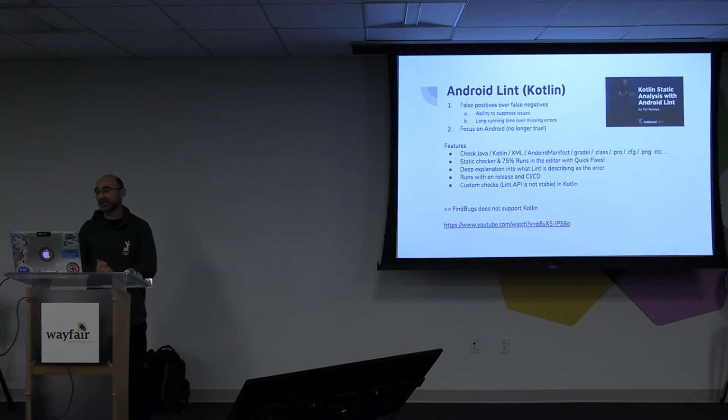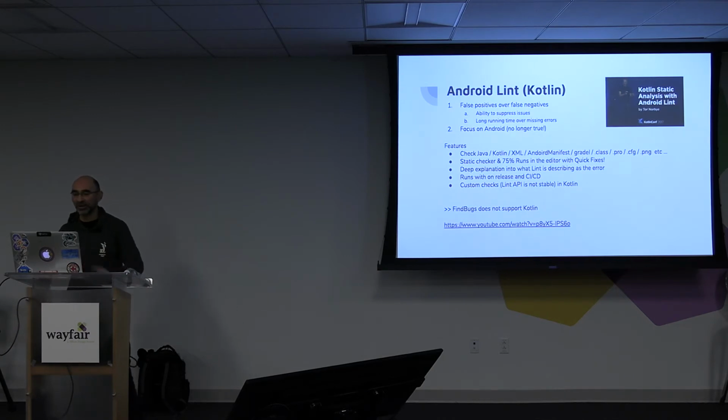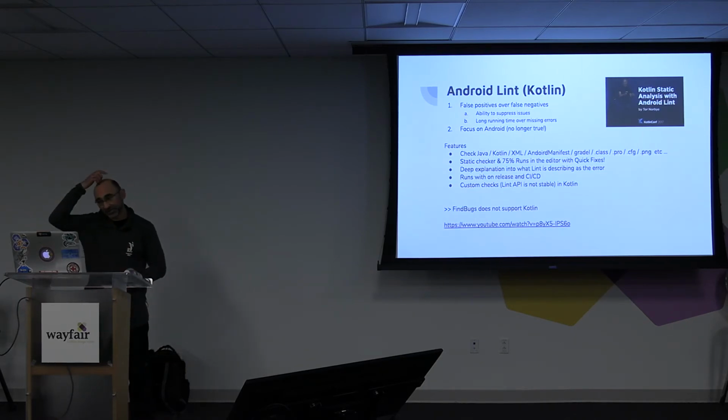But you have an ability to suspend the issues if you think it's giving you too many, and they would rather build it so it runs over a long time than miss any errors. It used to be focused on Android, but that's no longer true. Android Lint does an amazing job across any type of Kotlin programming that you're doing. Some of the features: it checks Java, Kotlin, XML, the Android manifest, the Gradle files, the class files, the properties files, the CFG files, the PNG files. It checks a lot of stuff for you.